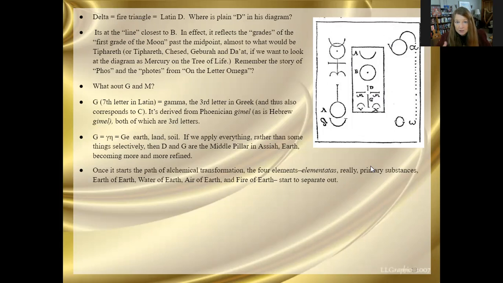Remember, those are the primary substances: earth of earth, air of earth, water of earth. They start to separate out. How do we know that they're elementata? Because we're in the world of Assiah. That's the only place that you have the element earth in the structure that Dee has set up here using the Sefer Yetzirah. And so you have the four elements in Malkuth.